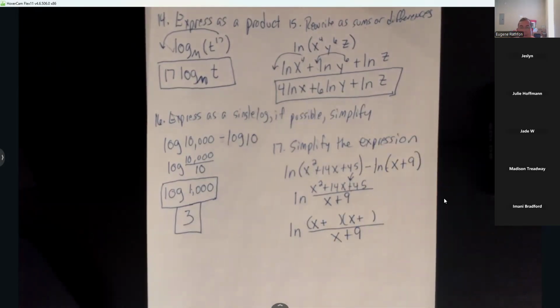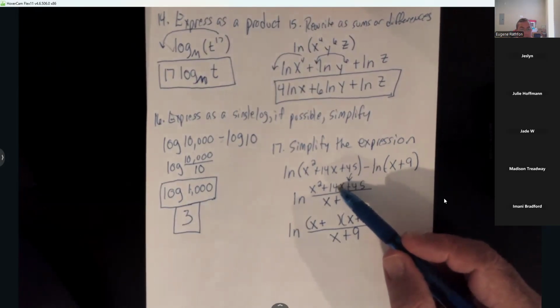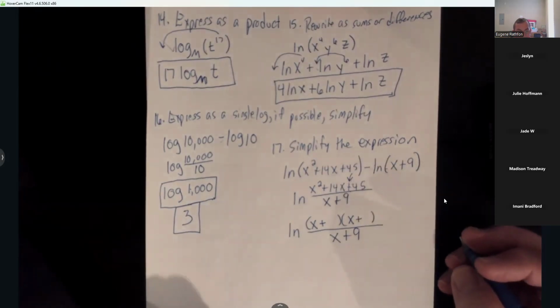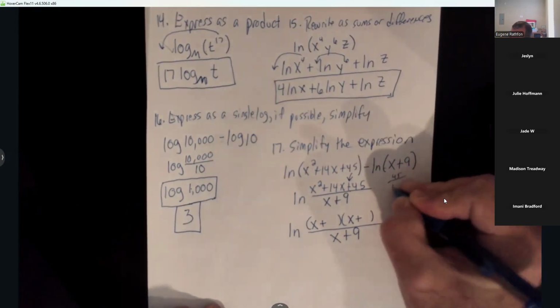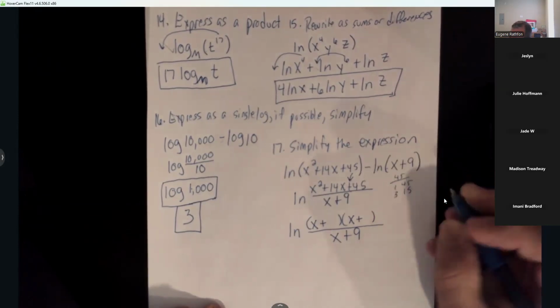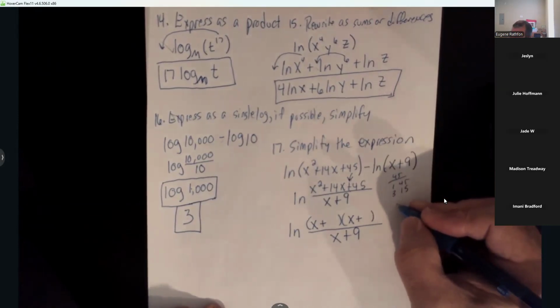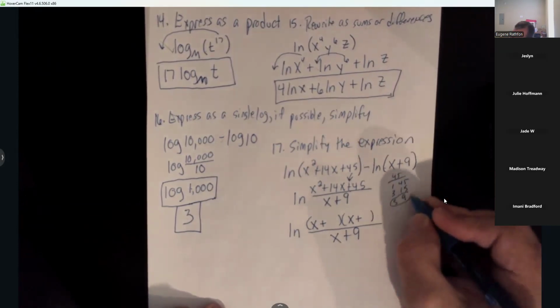Can y'all find me factors of 45 that'll add to get a 14? So let's see, 45 is 1 and 45, 3 and 15, and then 5 and 9. All right, Jason, you got them, 9 and 5. Perfect.